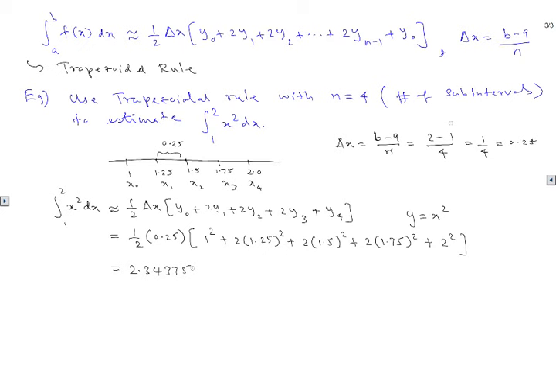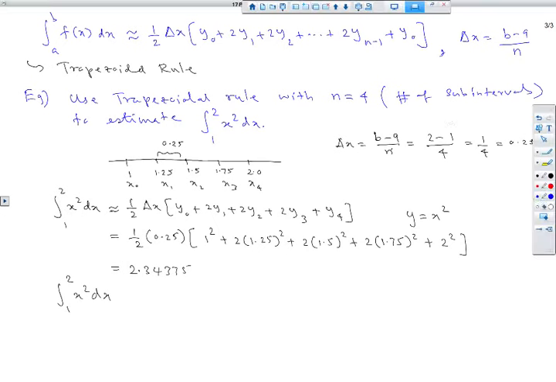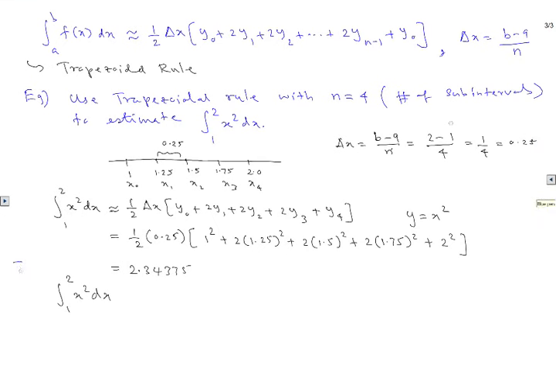Okay, so let's do the actual calculation and see how close this is. If you do the actual integral, it's the integral from 1 to 2 of x squared dx, because this one you can actually do, so you can test. So this is a test. We're going to check. It is x cubed over 3 from 1 to 2.